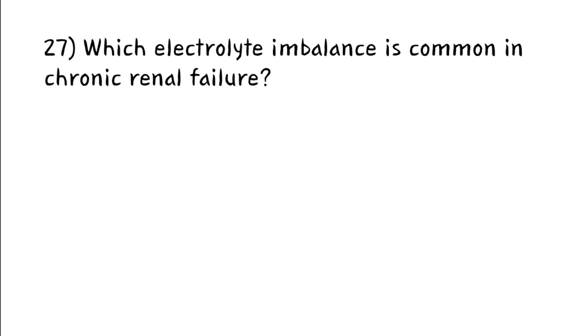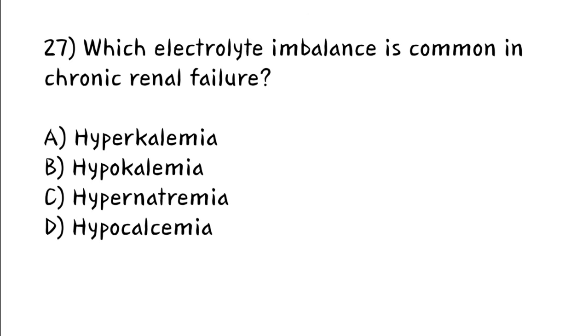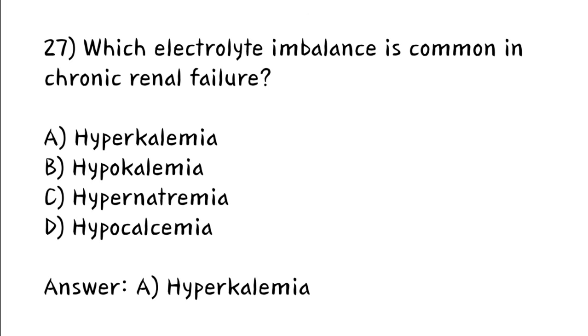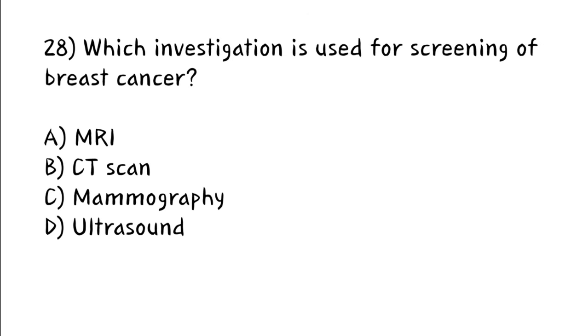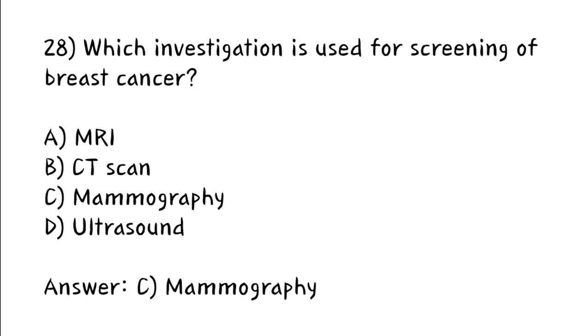Which electrolyte imbalance is common in chronic renal failure? Hyperkalemia, hypokalemia, hypernatremia, hypocalcemia. Correct answer is option A, hyperkalemia. Which investigation is used for screening of breast cancer? MRI, CT scan, mammography, ultrasound. Correct answer is option C, mammography.